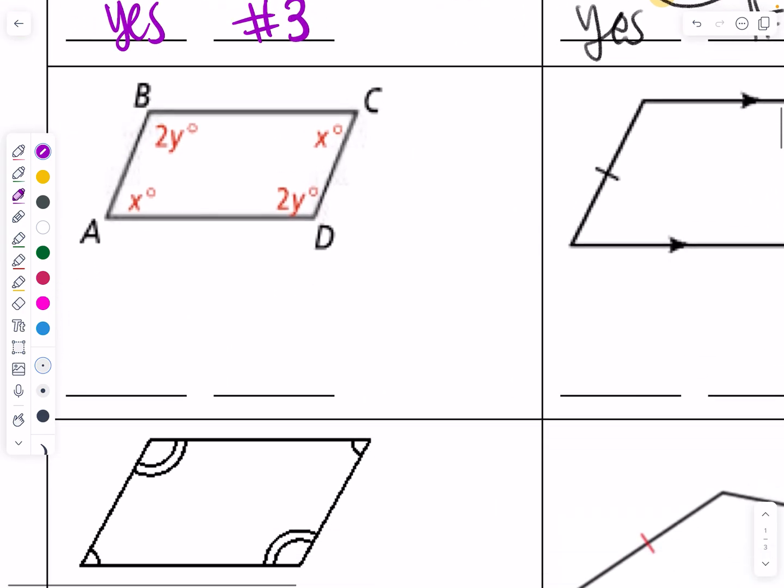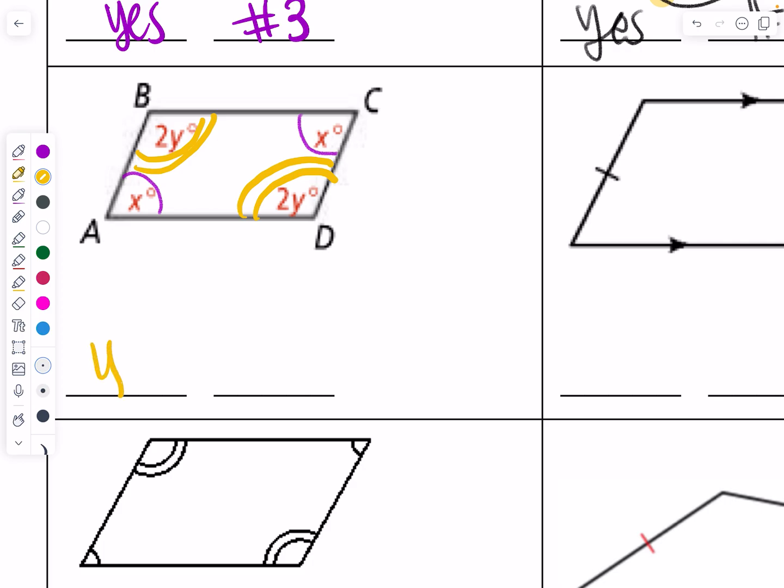All right, now we've got some letters. This makes it a little bit easier. Angle A is x. Angle C is also marked as x. So even though I don't know what they are, I know that those are both going to be congruent to each other. Angle B is 2y. Angle D is also 2y. So no matter what y is, those are going to be congruent angles.